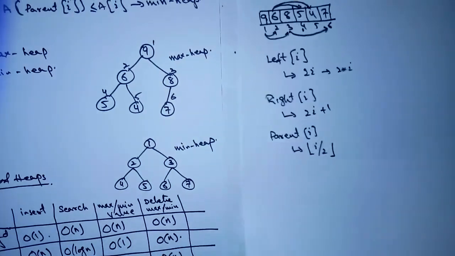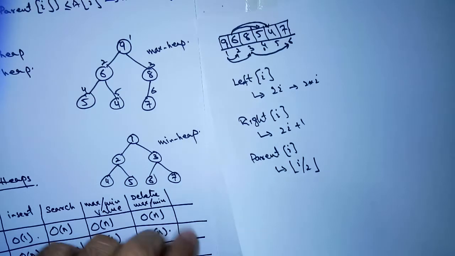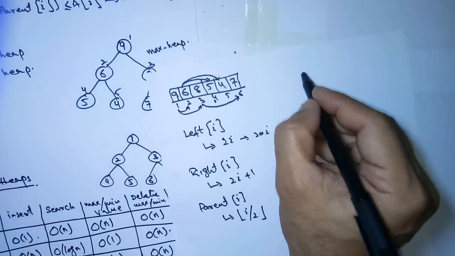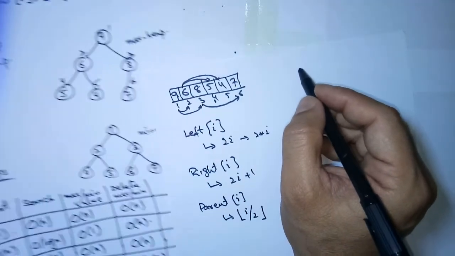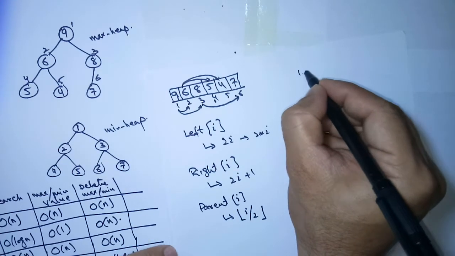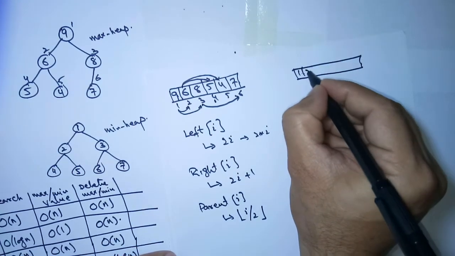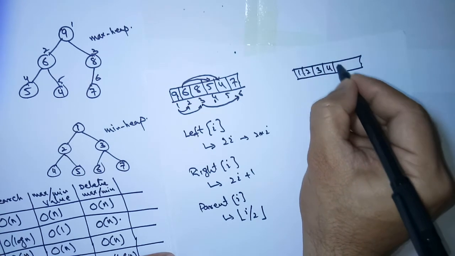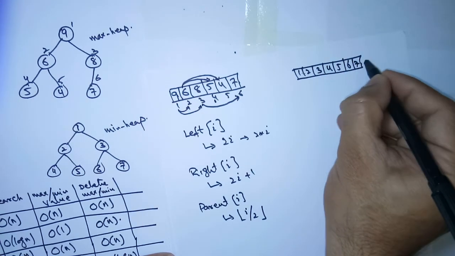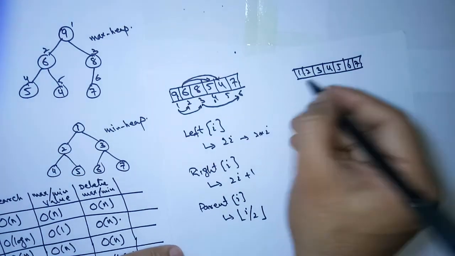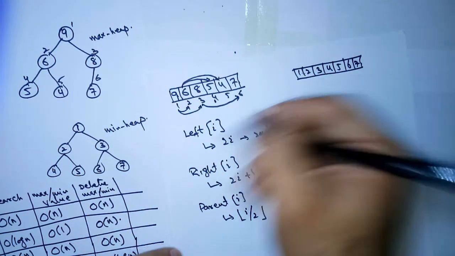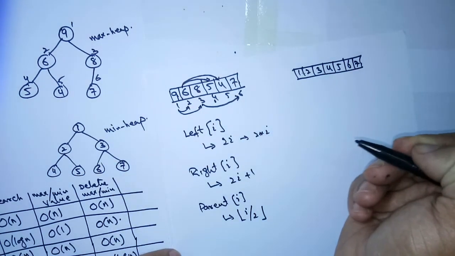Okay, similarly we can implement the min heap using the array. For this min heap, you can implement it using the array, indices 1 2 3 4 5 6 7, right? So you can easily implement the min heap using the array, and the relationship is maintained similarly.